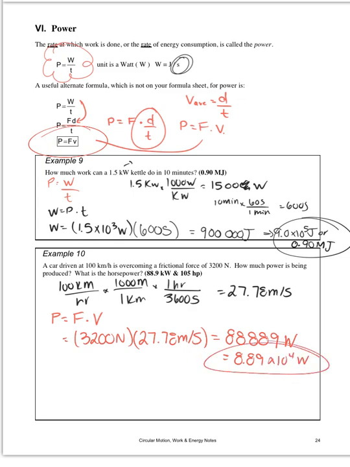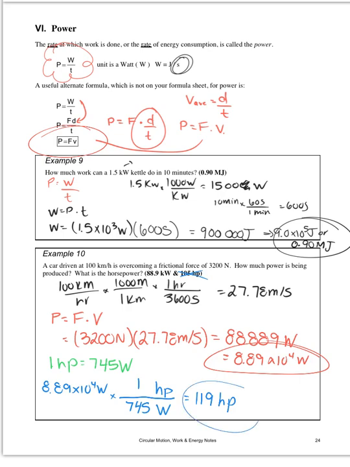Now, what you needed for this to finish the conversion is that 1 horsepower is equal to 745 watts. So if we take our original answer here, our 8.89 times 10 to the 4 watts, and I multiply to cancel watts and find horsepower, I put in that 1 horsepower is 745 watts, and I get 119 horsepower. So I'm not sure where 105 came from. I'd go with 119.